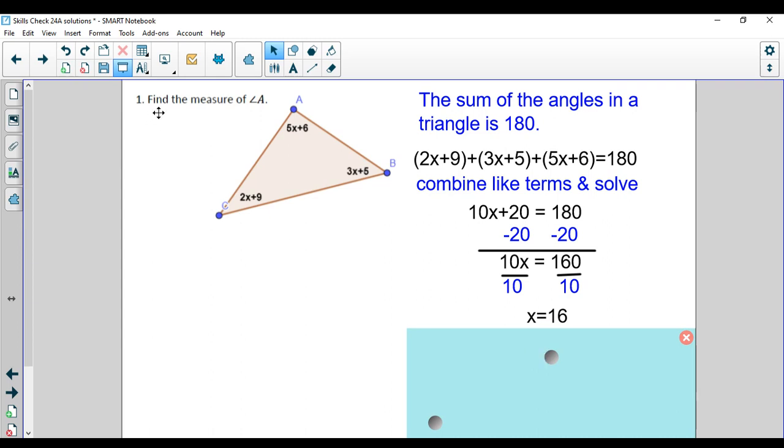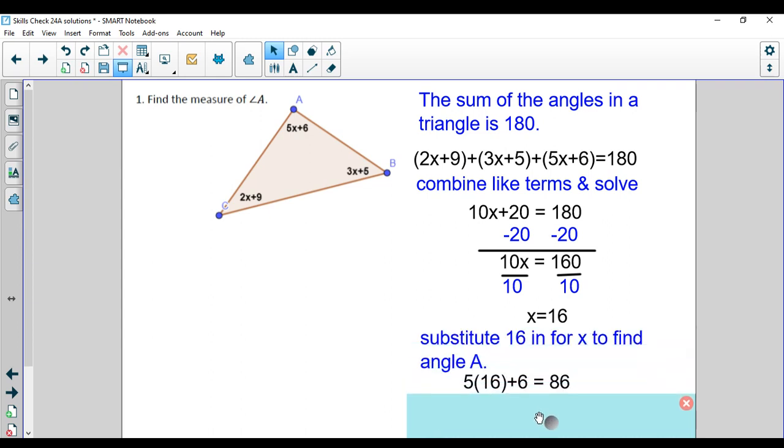We're not done because we have to find the measure of angle A. So we're going to take this expression, 5x plus 6, and we're going to plug that 16 in for the x. So we have 5 times 16 plus 6, and that answer is 86.